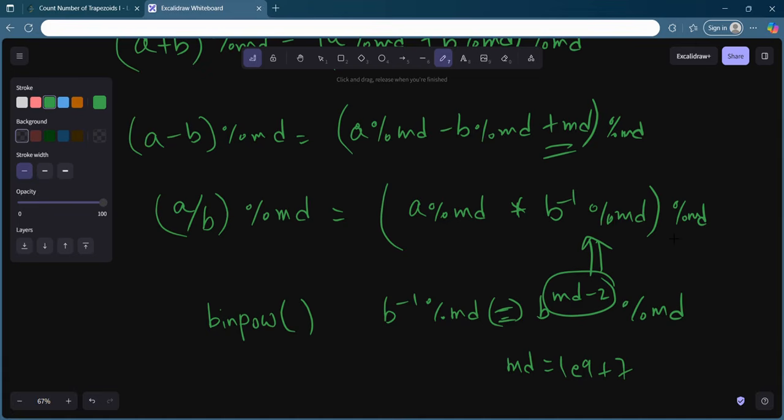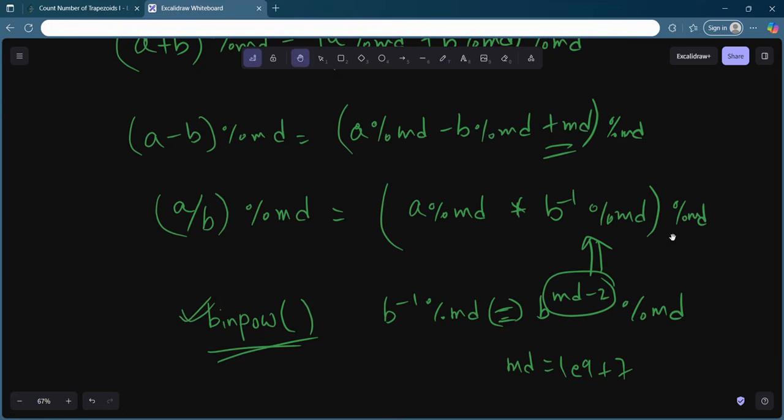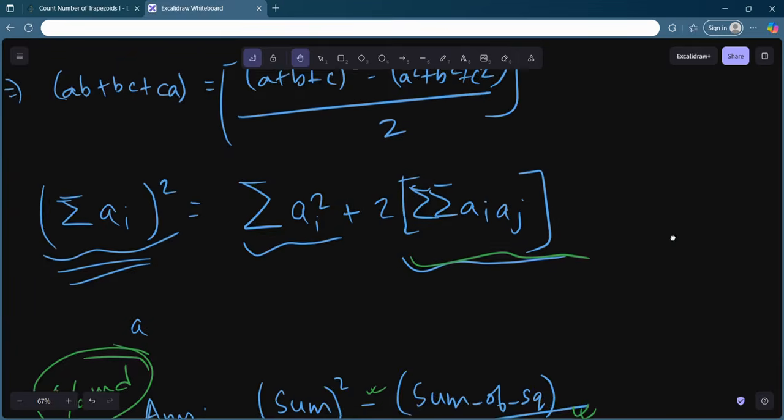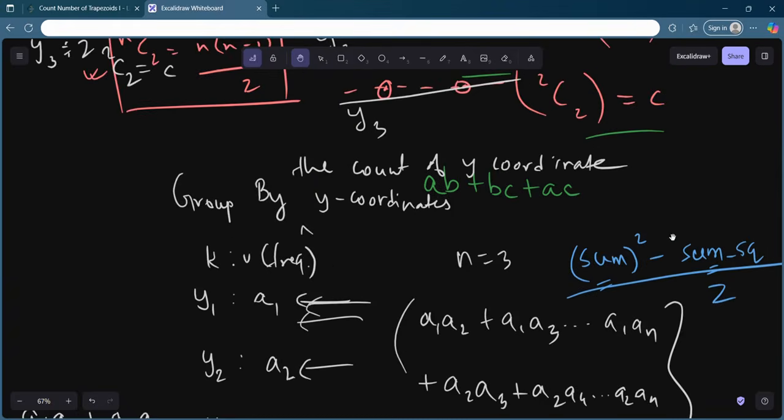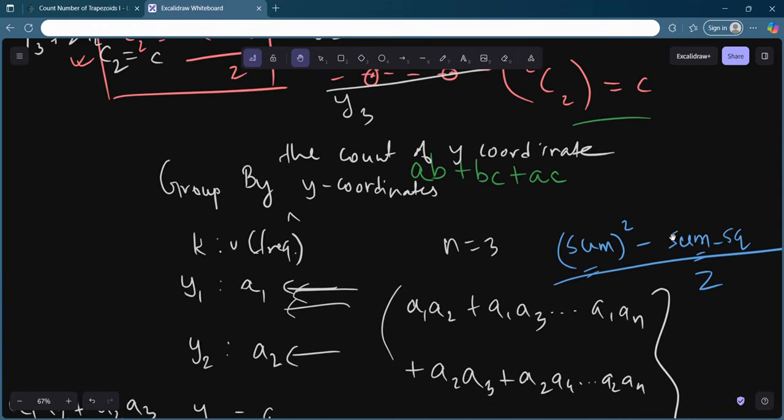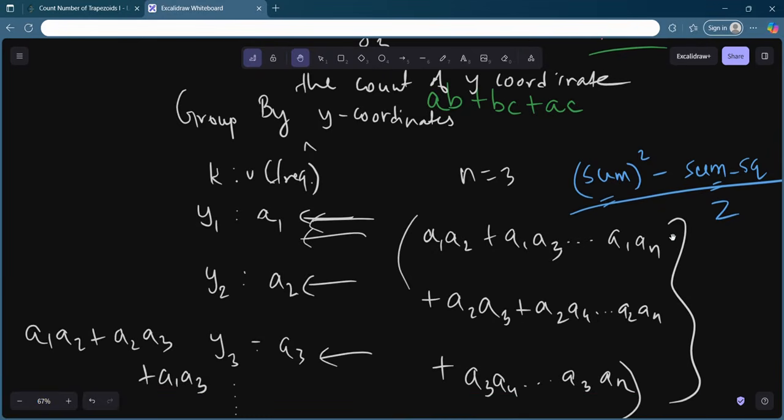You will not just physically multiply b that many times, because it will give you a time limit exceeded error. You will instead use binary exponentiation. That you also need to write on your own. There is no function in C++ that will give you this, so we will also see that. So first of all, let's do what we discussed initially.